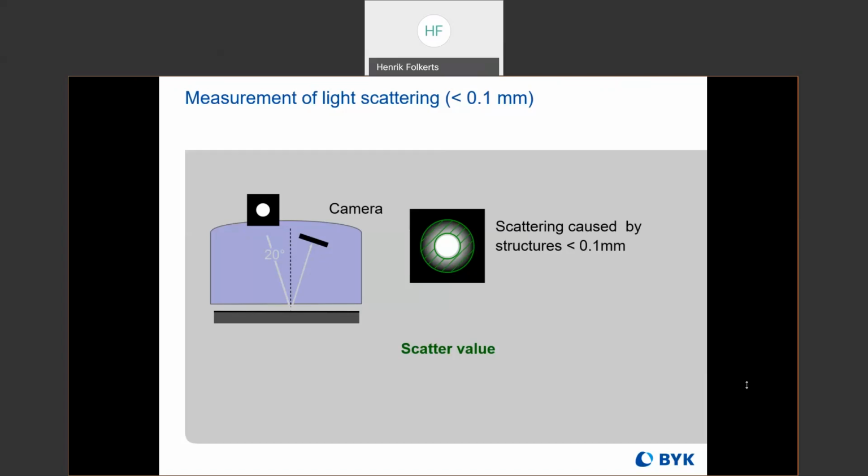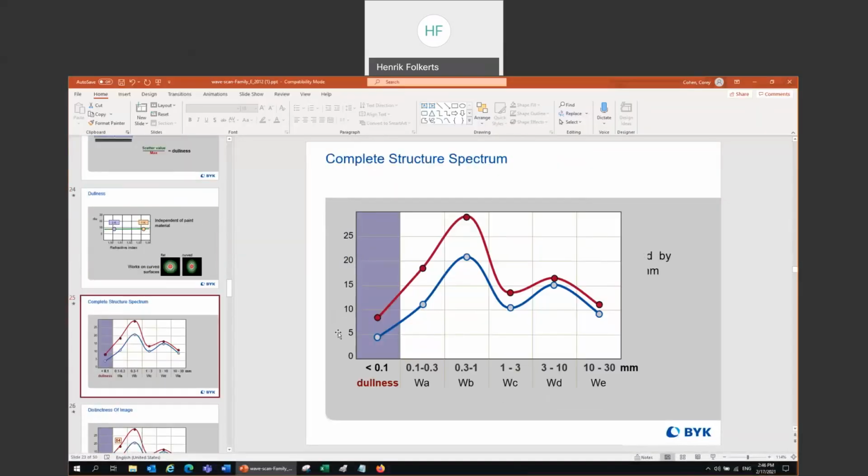Mitch, I'll unmute you again here. Did that answer your question? Sorry, what was the last thing that was said? To look at which values instead? I didn't really hear that because it cut off. Oh, sorry, the structure spectrum. So if you look at DU through WE, that's better than long wave, short wave. So DU and WE? Yeah, the DU, WE.